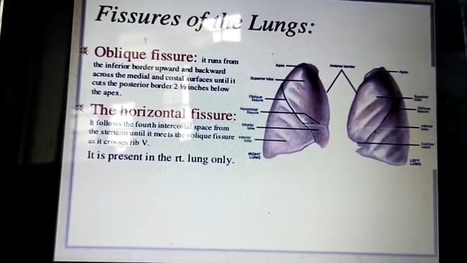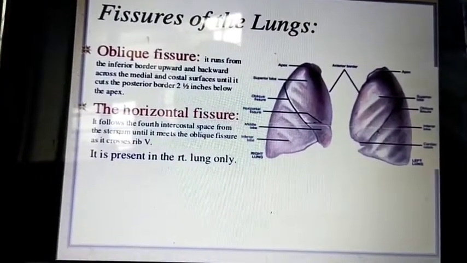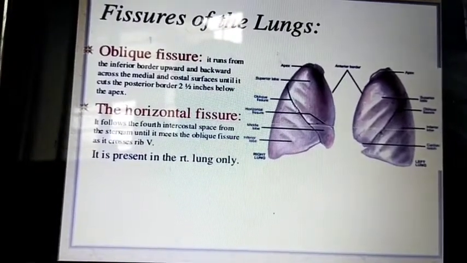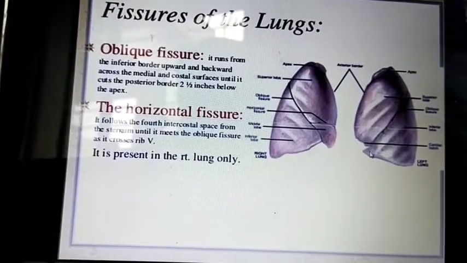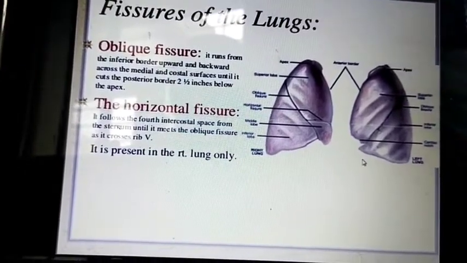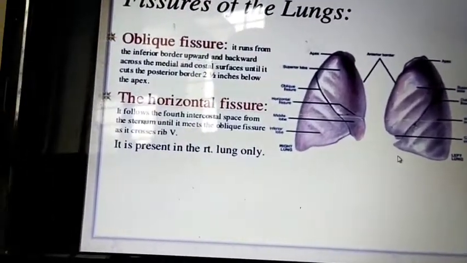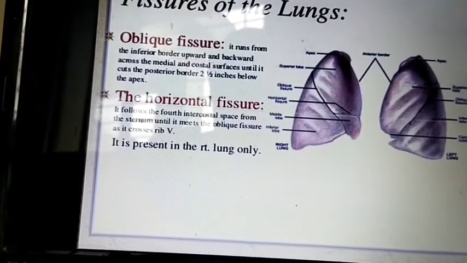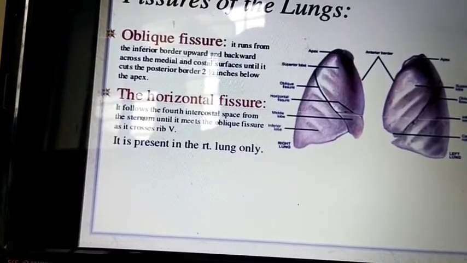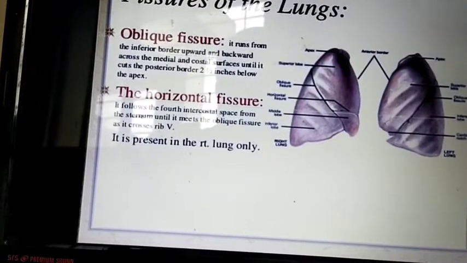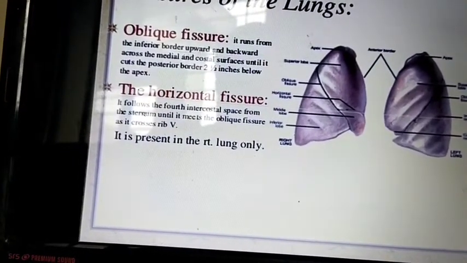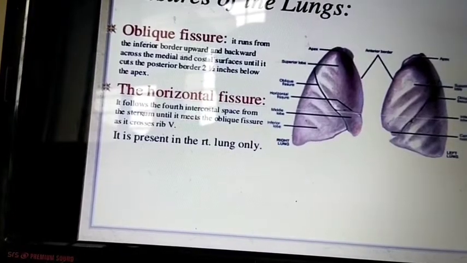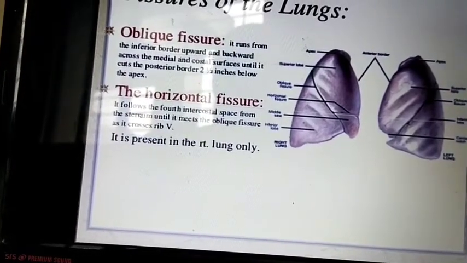Oblique fissure. You can see this is the oblique fissure. Why is it oblique? Because it is cut obliquely, we see it as an oblique fissure. It runs from the inferior border upwards and backwards across the medial and costal surface until it cuts the posterior border 2.5 cm, half an inch below the apex.